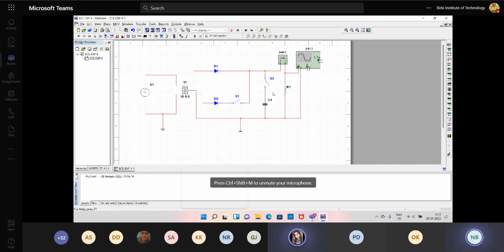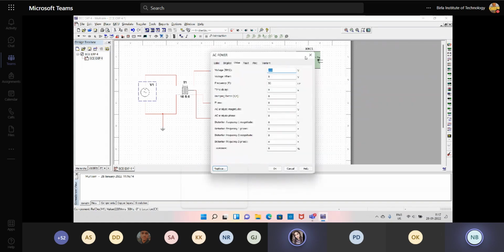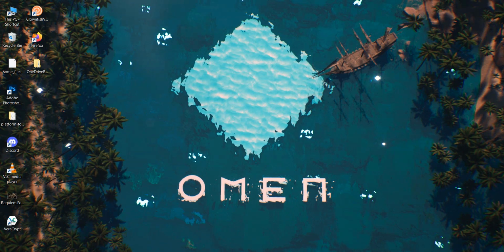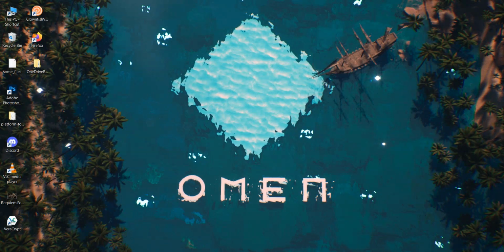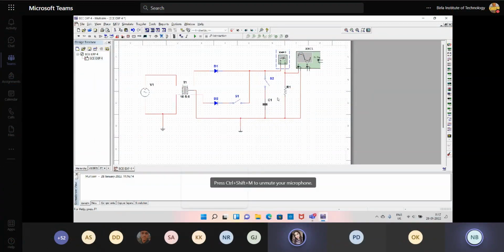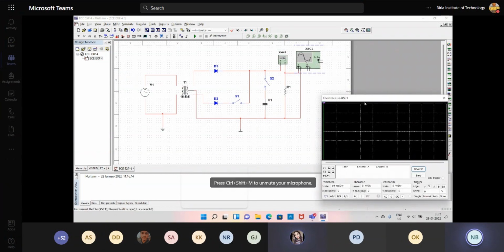And also check that multimeter, is it a voltmeter or ammeter? Which one have you selected? Double click on it. So it is an ammeter, right? Okay. Now you run it. You should get the result.